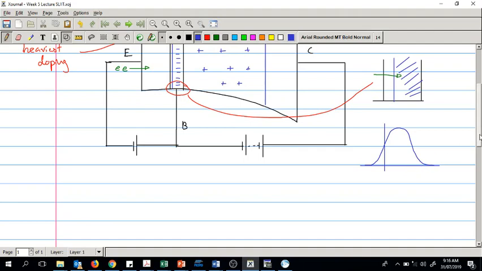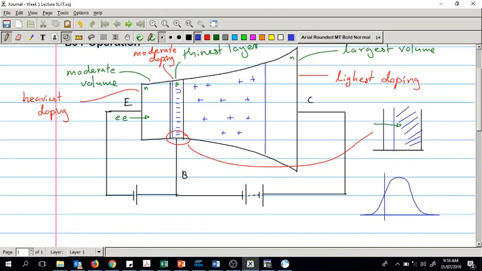Now what happens once an electron is moved into the depletion zone? What is the force on an electron inside the depletion zone? You have negative on this side and positive on this side. What will happen to those electrons? Can they come out from the base? What happens? Why are you blank?